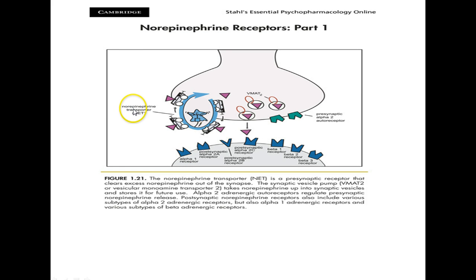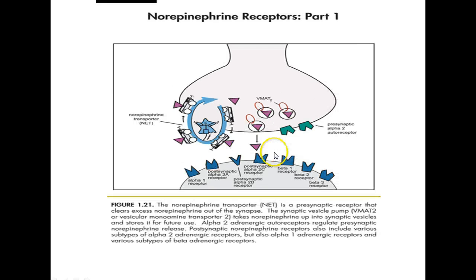Here again, you see the norepinephrine transporter, which is responsible for reuptake of neurotransmitters from the synaptic cleft, and you see a number of receptors, including alpha-1 receptors, postsynaptic alpha-2 receptors, alpha-2b, alpha-2c, beta 1, beta 2, beta 3, and a number of others. And then you have presynaptic alpha-2 autoreceptors. We're going to talk about some of the key distinguishing features of each of the alpha receptors in a second.